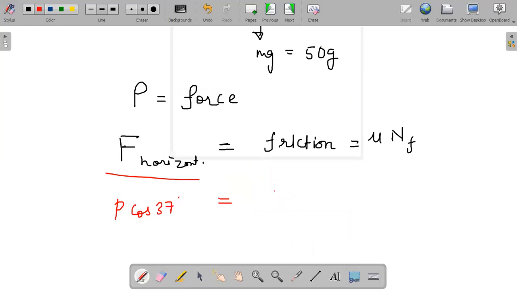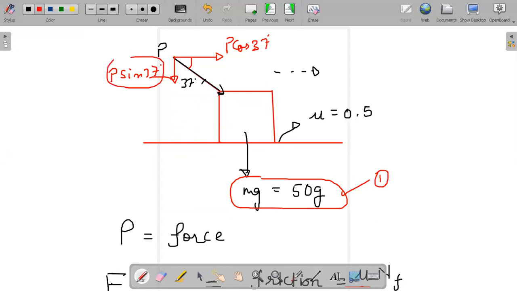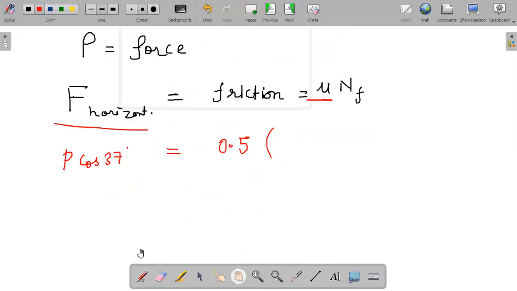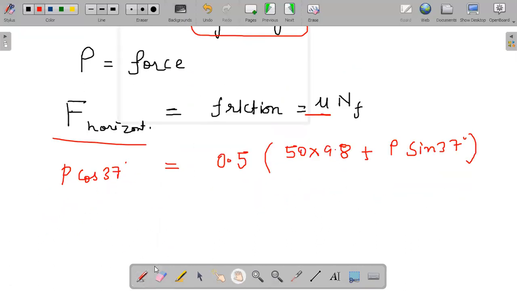Now friction force is, mu 0.5 is given. Now normal force. नॉर्मल फोर्स कितना है यहाँ पर? How many normal forces are there? 2 sir. One is 50 into g, second is P sin 37. There are 2 normal forces. So 50 into 9.8 plus P sin 37. So put the values of sin 37 and cos 37, you will get the P.